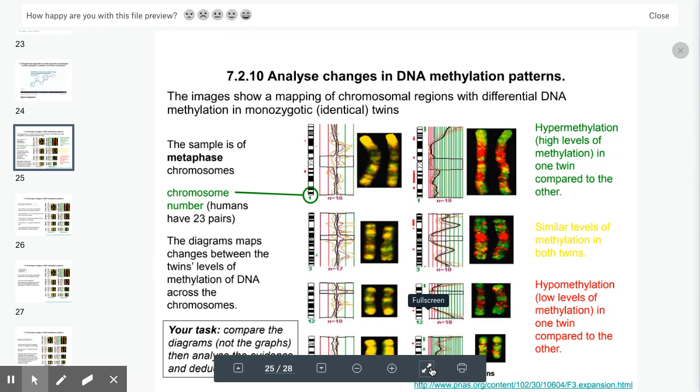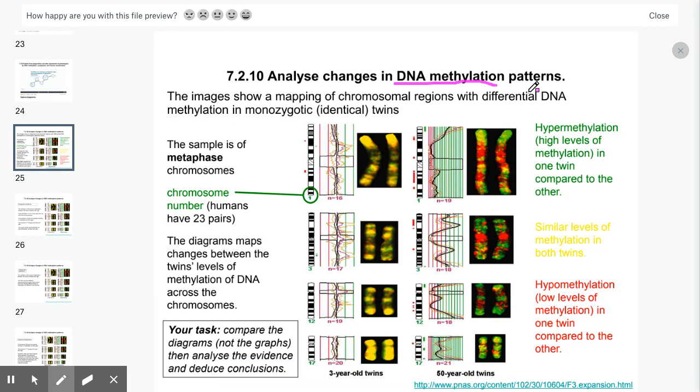The last thing that we need to be able to do is actually look at some actual data, right? And look at some changes in methylation patterns over time, or I'm going to have a question after this video about how methylation changes in cells that produce tumors versus cells that are healthy.